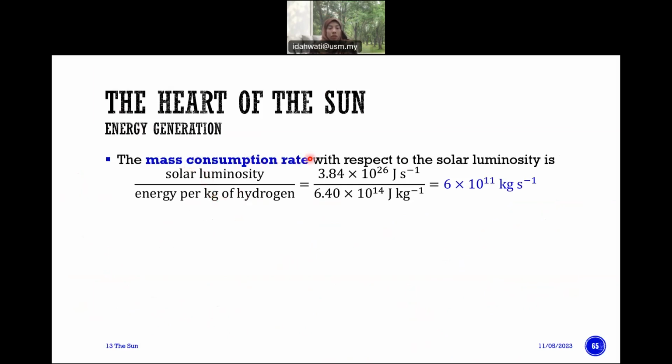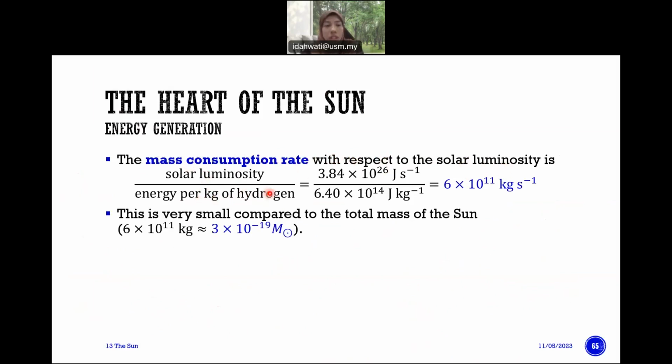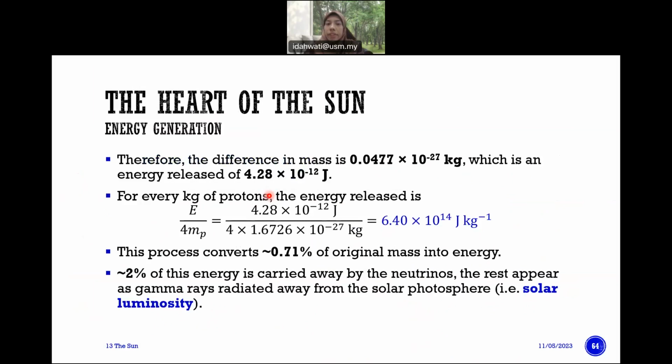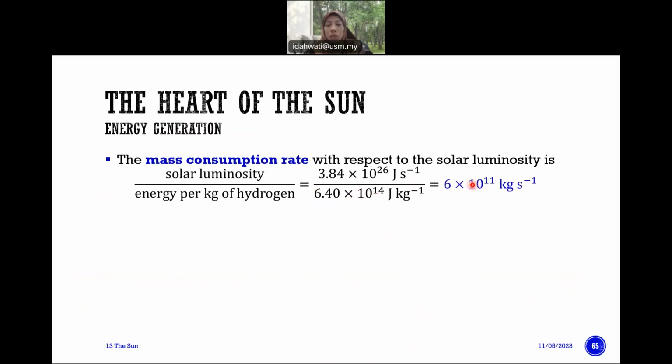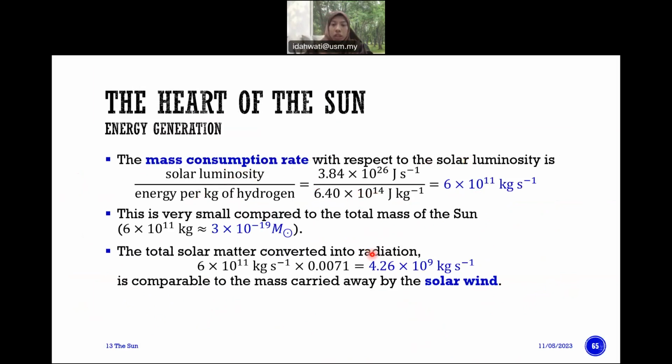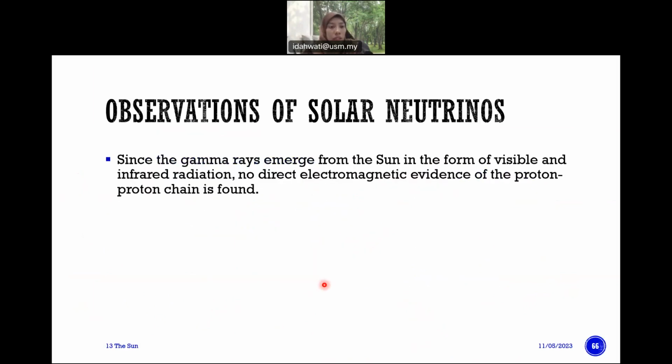And the mass consumption rate. I think for this one you just need some understanding of how to calculate the energy from mass. Maybe it is not necessary to memorize, you just have to understand the calculation. But the most important thing is the PP chain. Maybe you have to know how the reactions in the PP chain work.